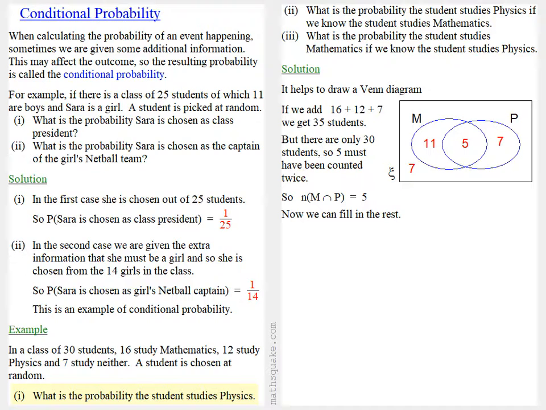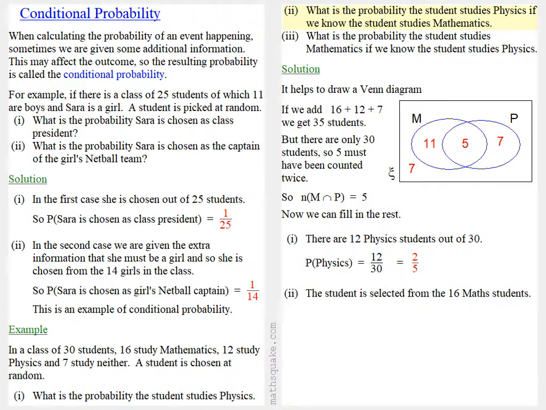Now going back to part 1, what's the probability the student studies physics? Well, there are 12 physics students out of 30, so the probability he studies physics is 12 out of 30, or 2 out of 5. In part 2, we're asked what is the probability the student studies physics if we know that the student studies mathematics. Well, the student is selected from 16 mathematics students, and of these, 5 study physics. So the probability that he studies physics, given that he studies mathematics, is 5 out of 16.